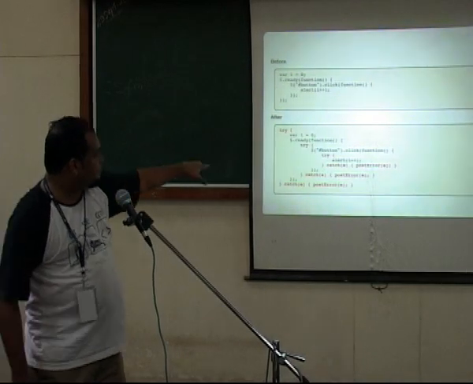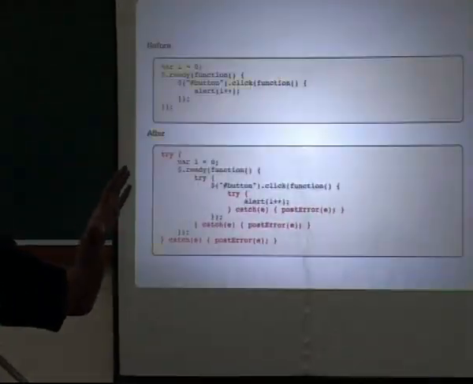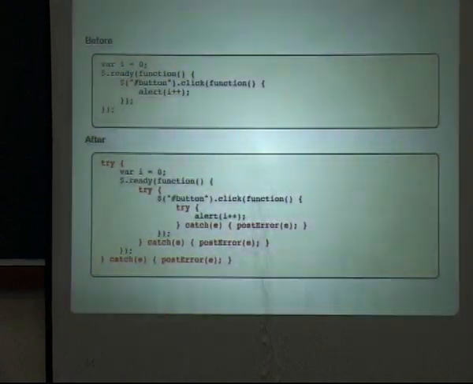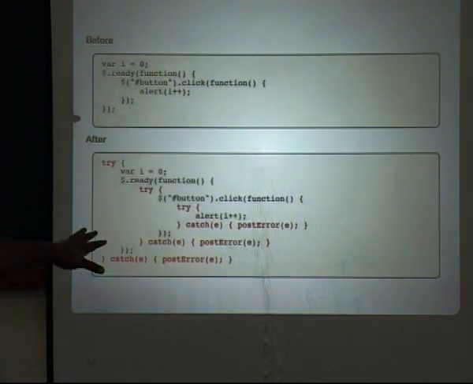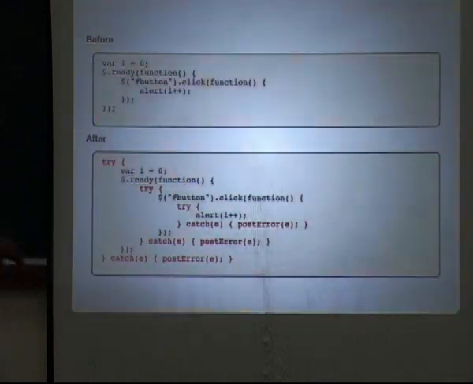Just a digression, the post-error function. There are two parts to handling errors, right? One is obviously catching the error, and the second is posting that error to the server. I'm hiding that away in this function called post-error. Let's assume that does it somehow. That's irrelevant at this point of time. For something as simple as that, you need code that complex to be able to catch an error.